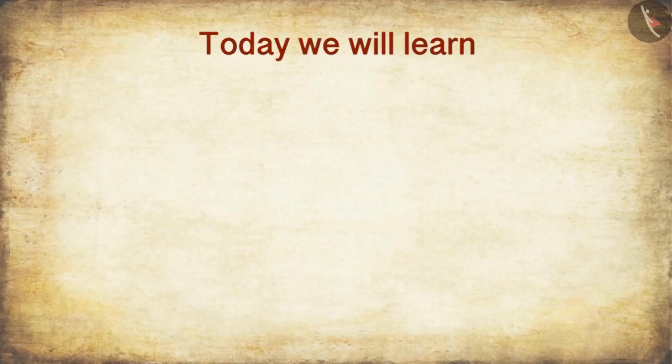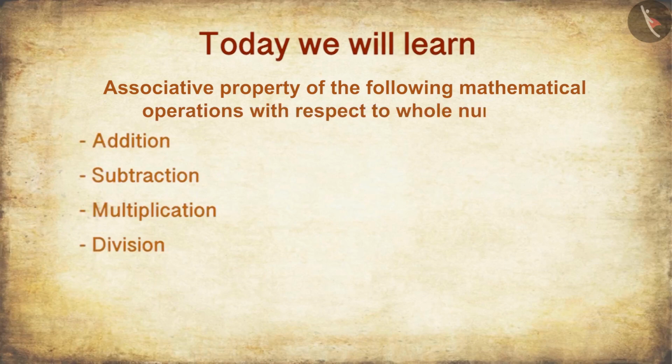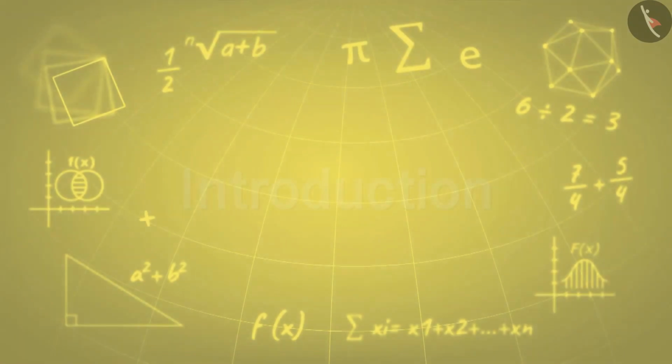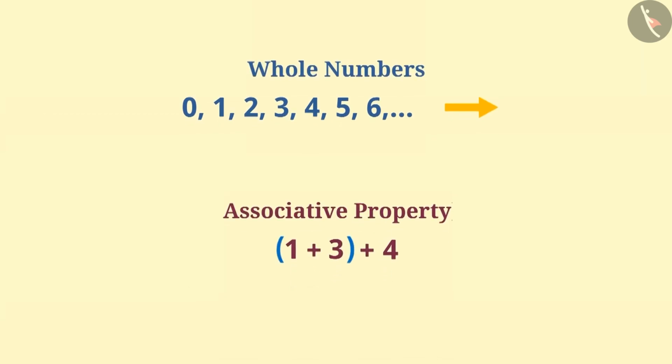Today, we will learn about the associative property of the following mathematical operations with respect to whole numbers. We have read that numbers from 0 to infinity are called whole numbers. Associative property helps us to solve mathematical operations by grouping the numbers. Let's understand it in detail.